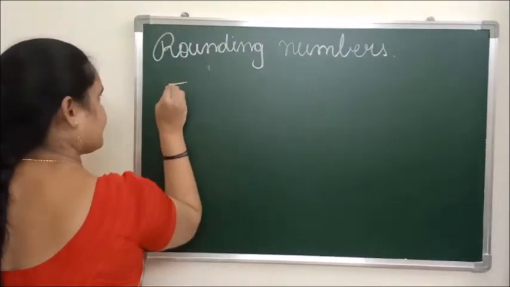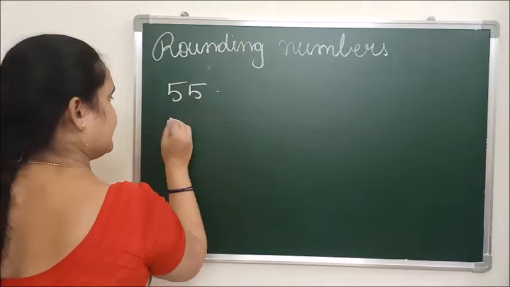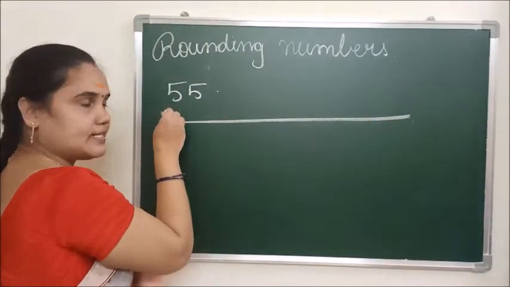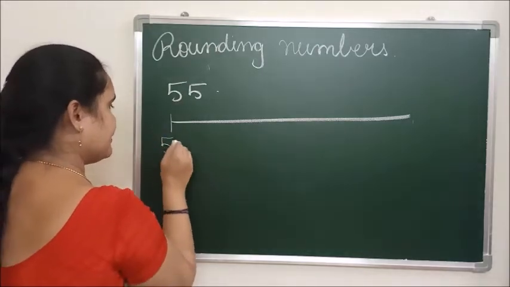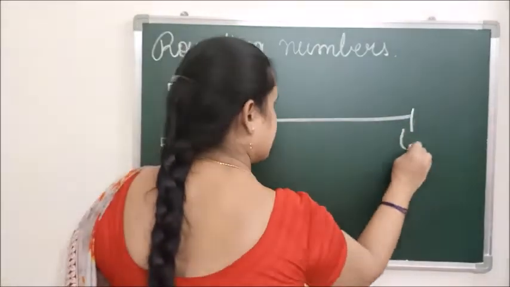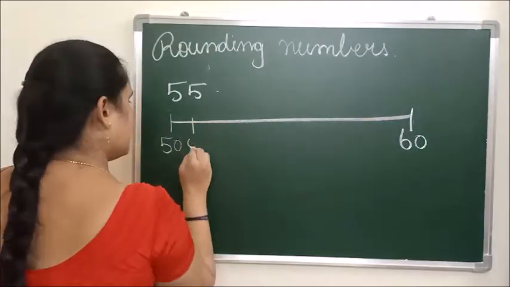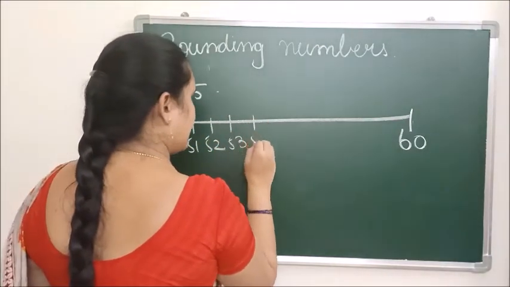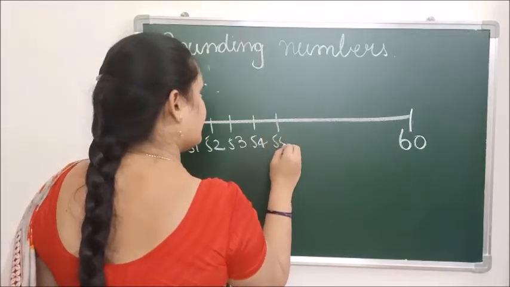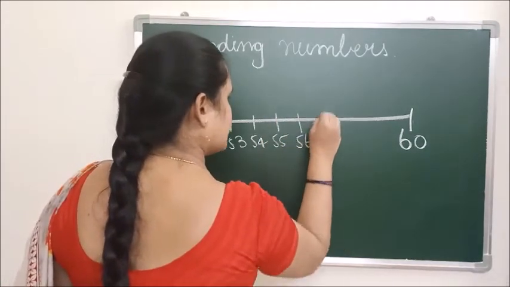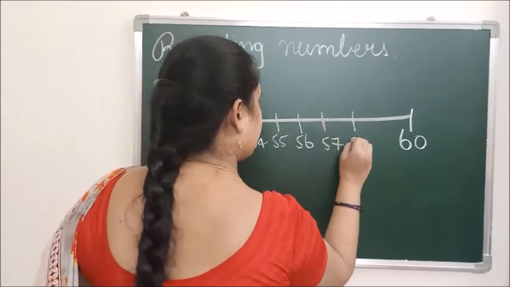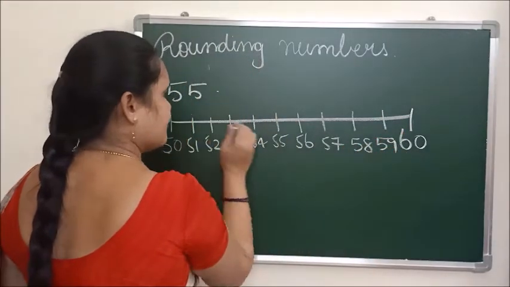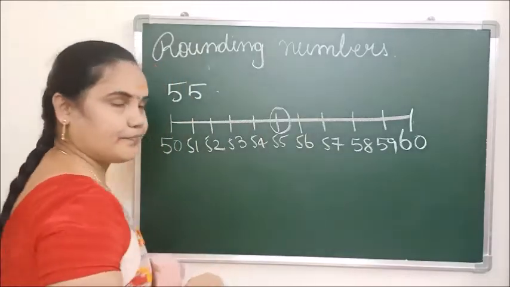55. 55 comes in between which two tens? It comes in between 50 and 60. Now write the numbers. 51, 52, 53, 54, 55, 56, 57, 58, 59. See, children, 55 is here.